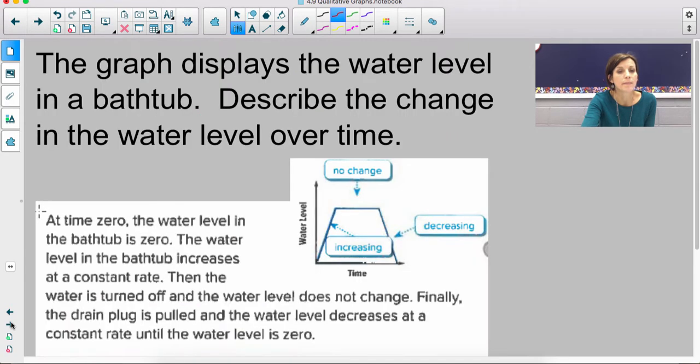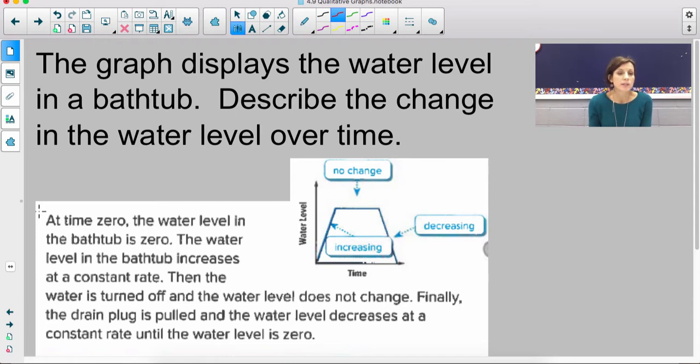Here we go. This is the example out of your book that brings up some vocabulary words we're going to use in our writing, so I needed to include it. I know it's not in your notes. The graph displays the water level in a bathtub. Describe the change in the water level over time.